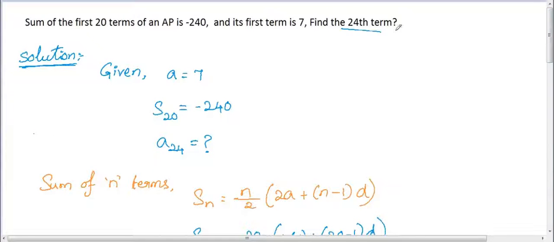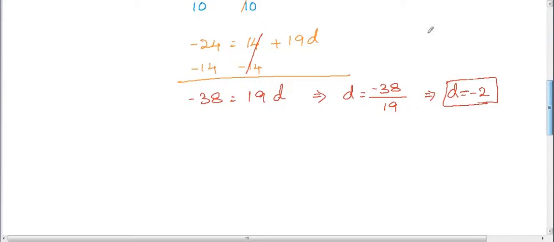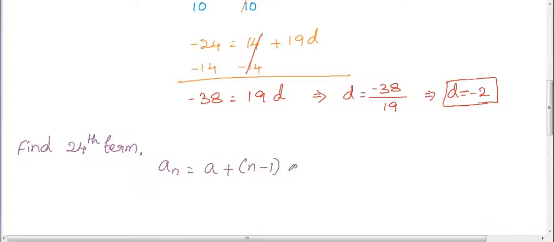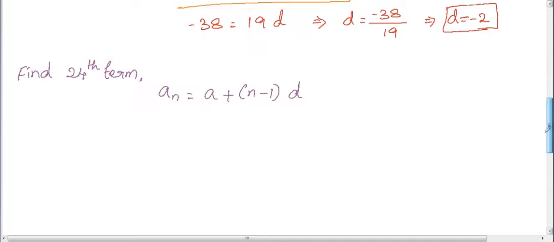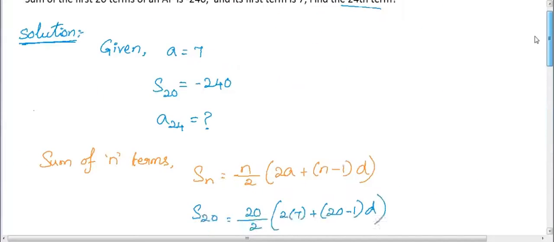Now find the 24th term. So how to find the 24th term? We just need to use the nth term formula, which is the An formula. An is equal to a plus n minus 1 into d. So this is the nth term formula, where a is the first term, d is the common difference, and n is the number of terms.